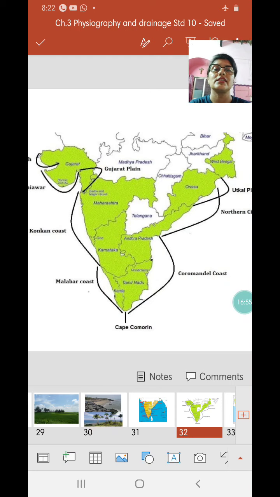So with this we end with the peninsular plateau, the Ghats and the coastal plains. In the next video we will be discussing the island groups.